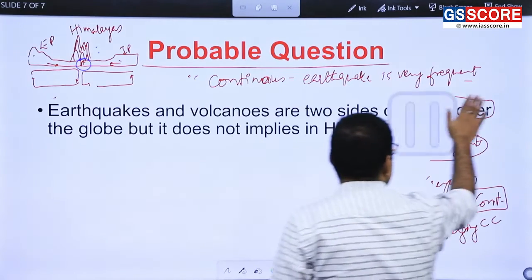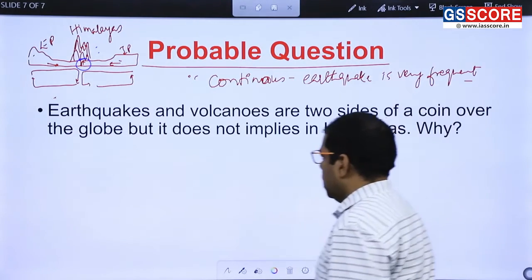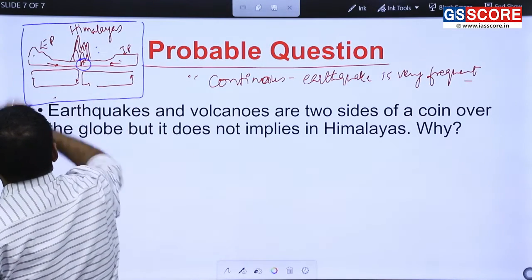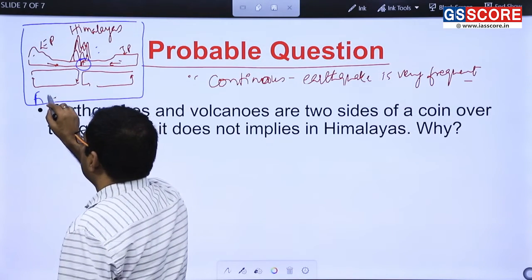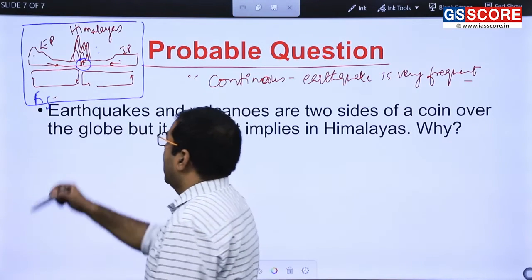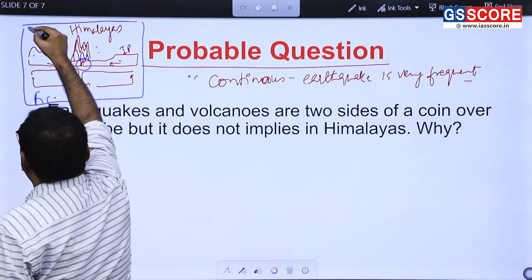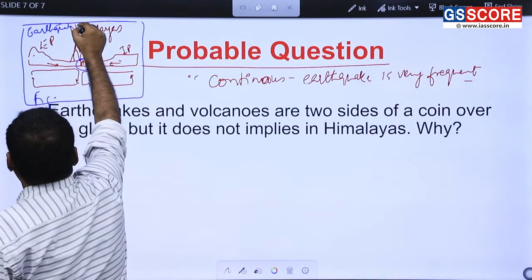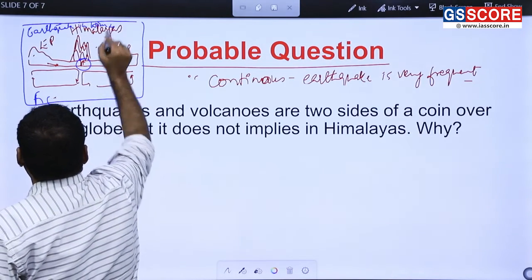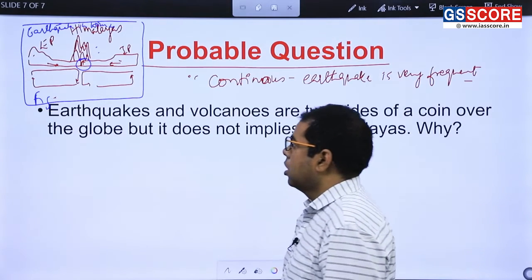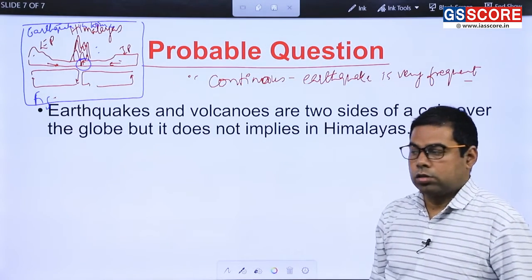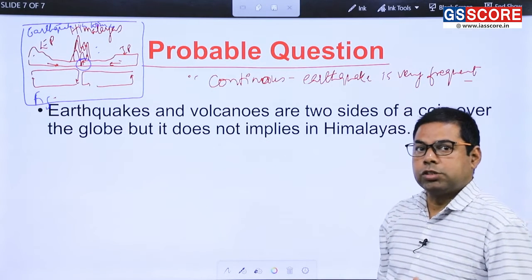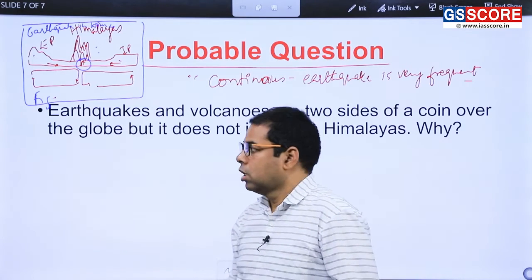Then again you have to do the same. Draw this diagram in the picture or in the box. Give the figure number, and here write the earthquake in Himalayas, right? Or you can give another title to this diagram, like absence of subduction in the Himalayan zone, right?